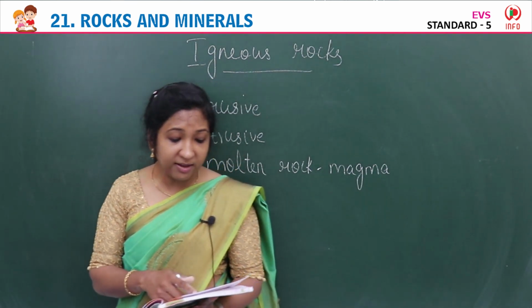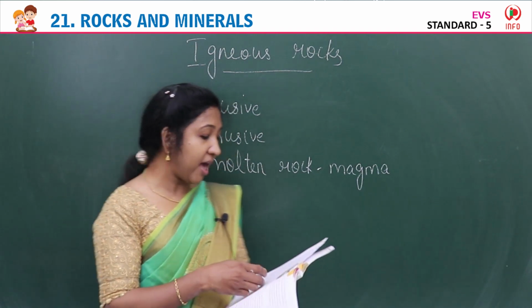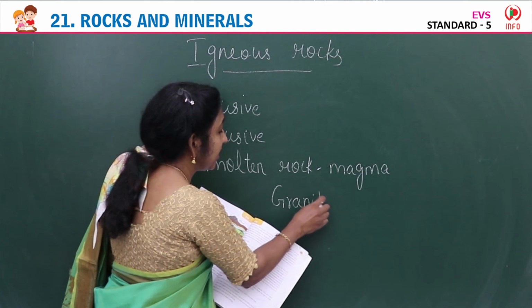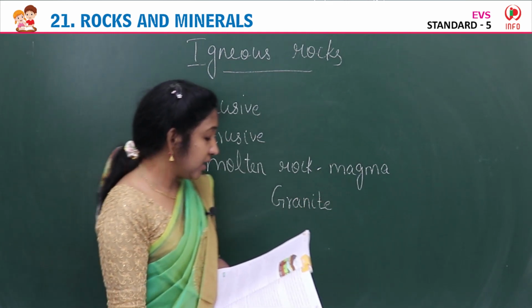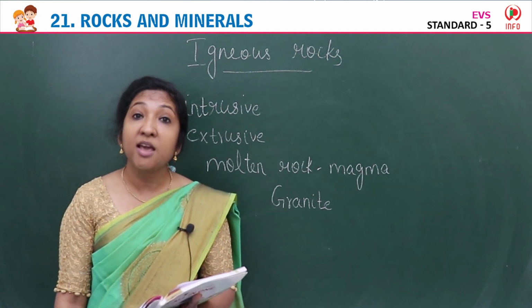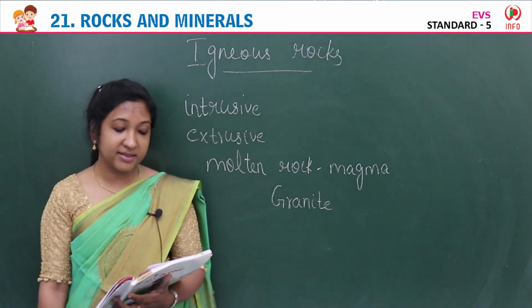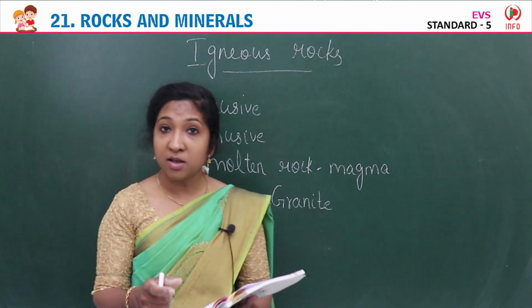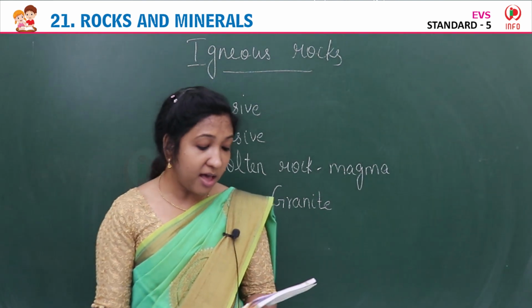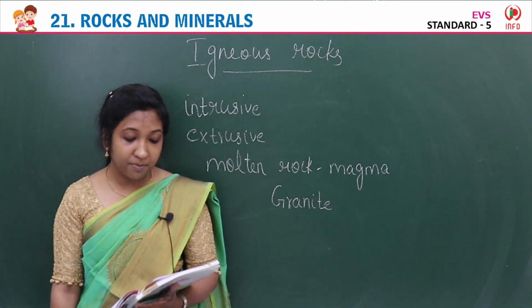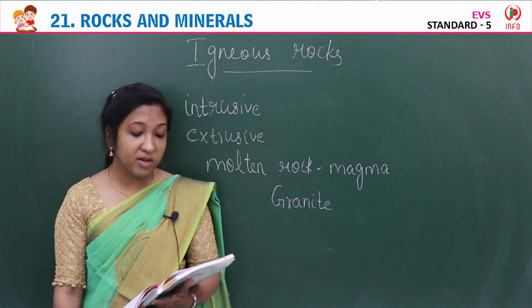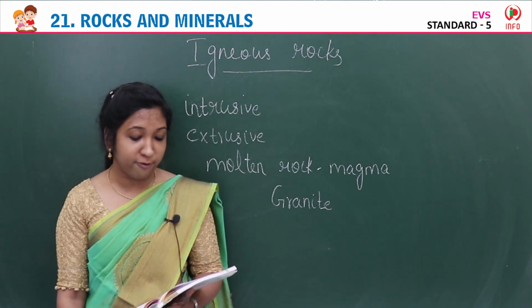Examples of intrusive rocks are granite and gabbro. Granite, G-R-A-N-I-T-E, and gabbro. Granite is made up of 3 common minerals. Granite is an igneous rock, so it is made up of minerals called quartz, mica and feldspar. These are the 3 minerals granite is made of.